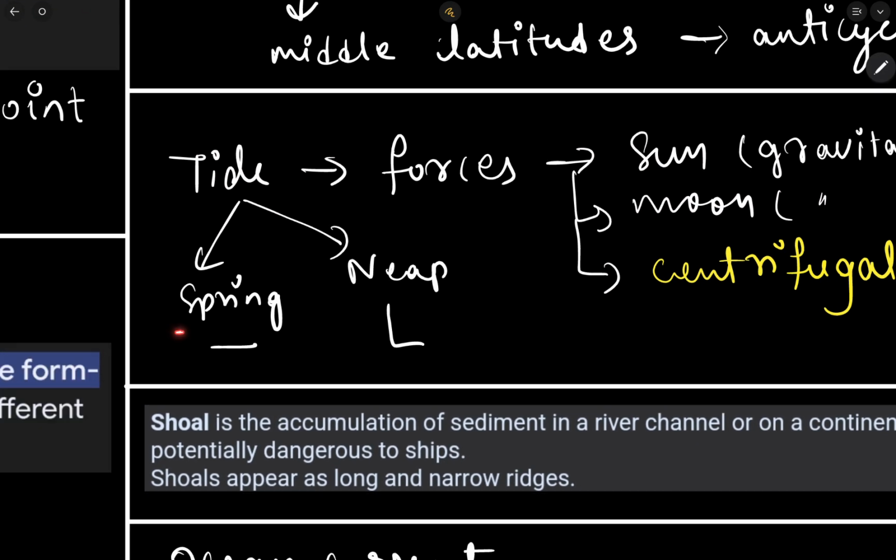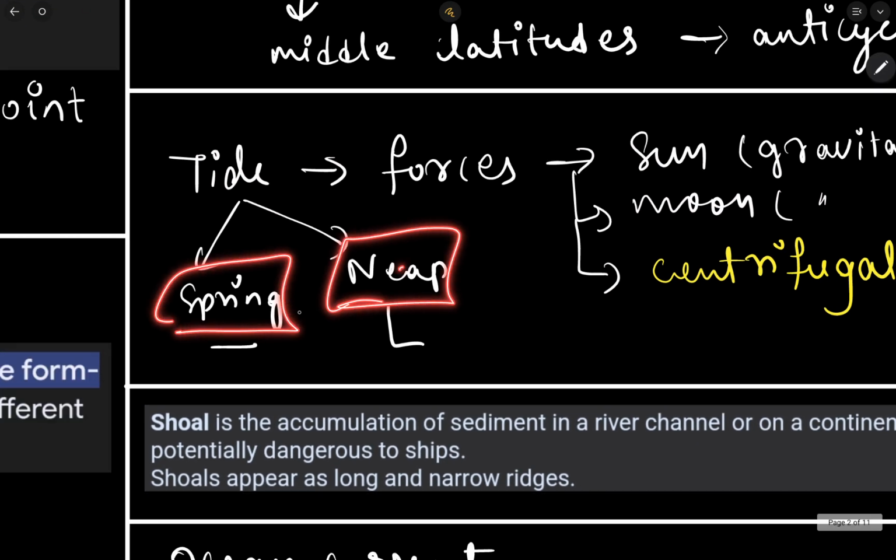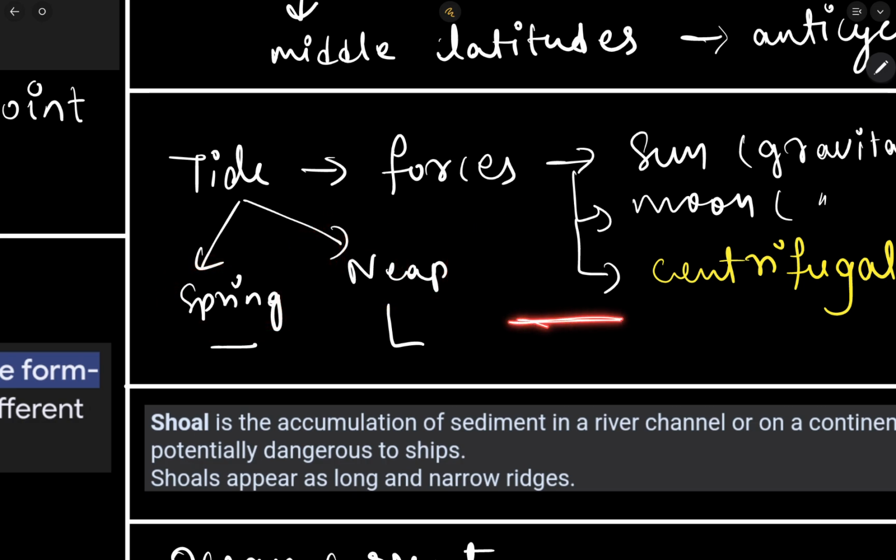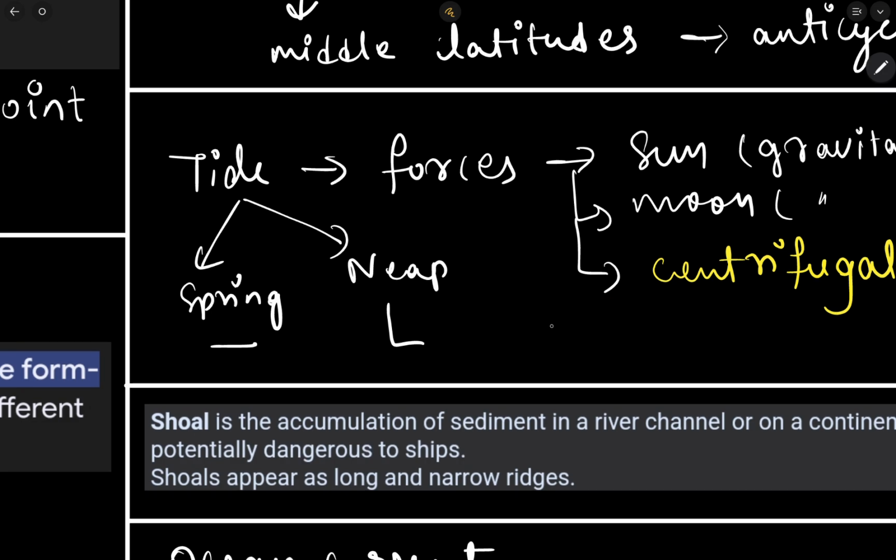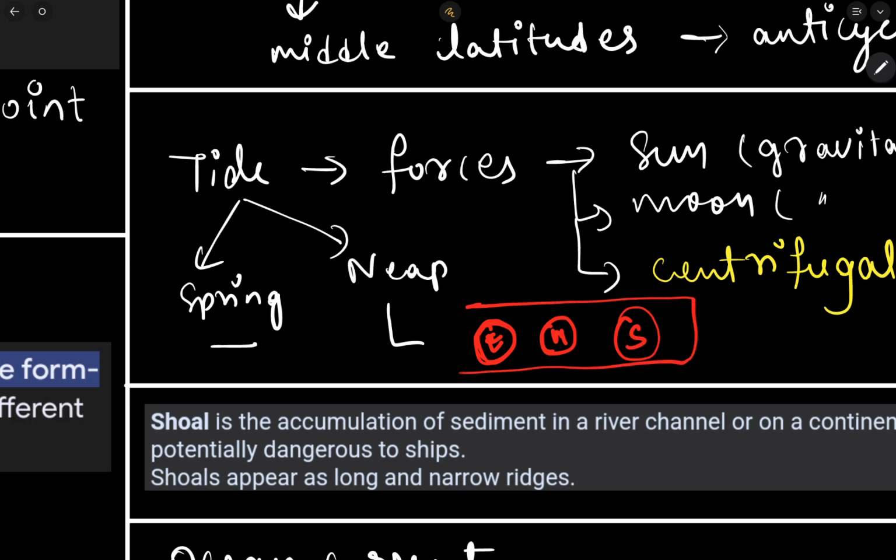Okay. Next we have the two types of tides, that is a spring tide and a neap tide. Basically the spring tide occurs when there is an arrangement of the moon, sun and earth at a 180 degrees angle. For example, I'll show you. So here it is the earth, next here it is the moon, and here it is the sun. So when this occurs, we experience a spring tide.